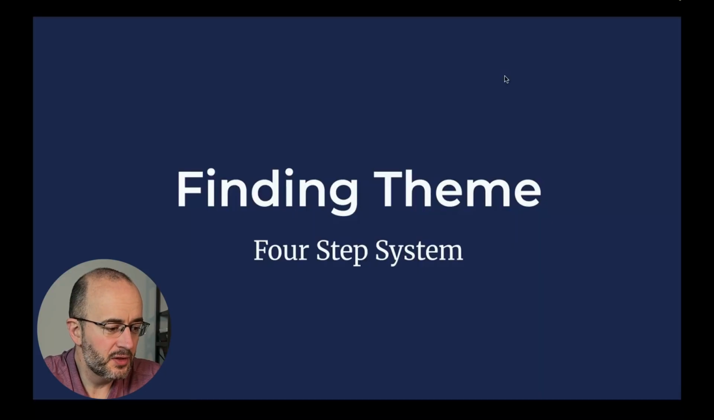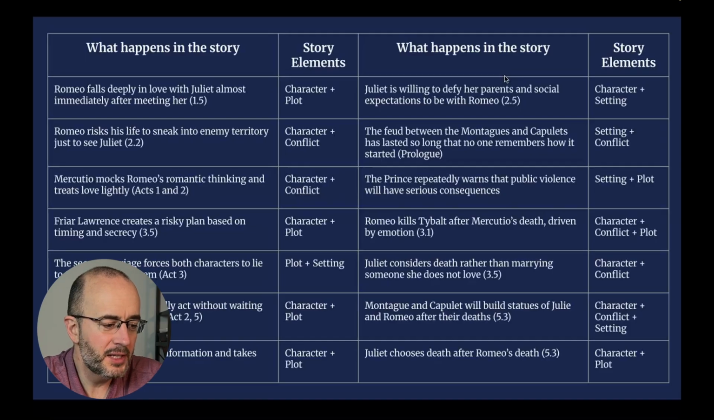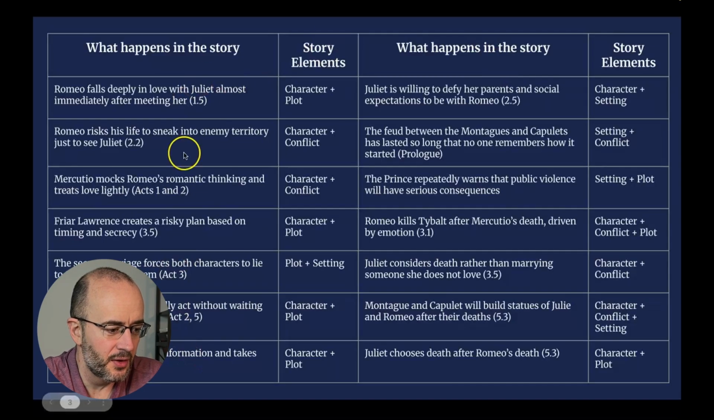So let's quickly jump into step 1. And as a high school English teacher, step 4 is actually where I feel students gain the most confidence in finding theme. So how do we find theme in this 4-step system? The first step, we actually just have to annotate and read a story. I'm obviously not going to do that for you. But imagine I read Romeo and Juliet and I ended up with these annotations on the side here.